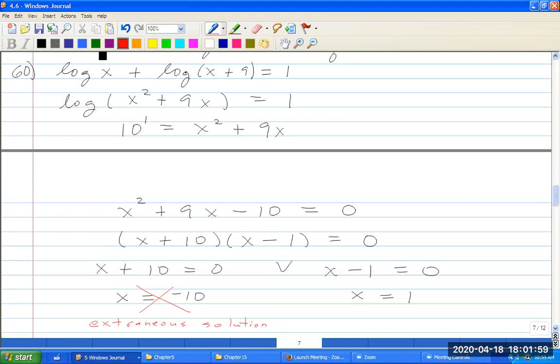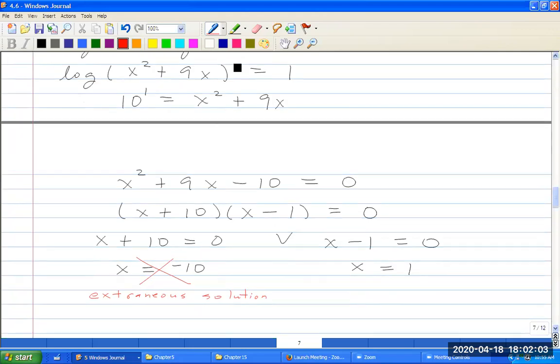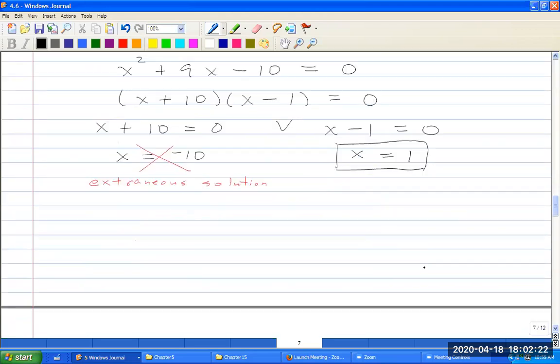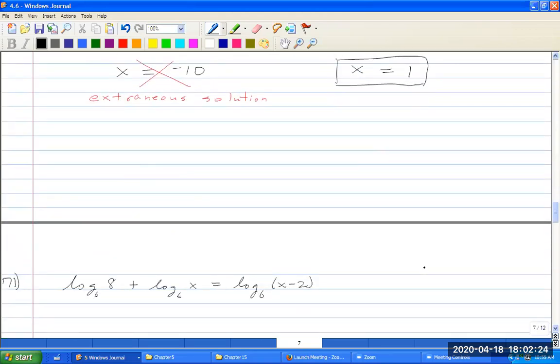If you plug in 1, well, I can take the log of 1. I can take the log of 10. So 1 is a solution. So in this case, we only have one solution, when x is equal to 1. And that's it. Let's do problem number 71.